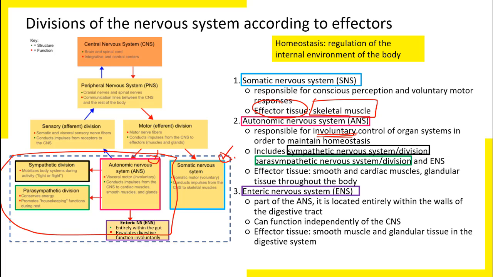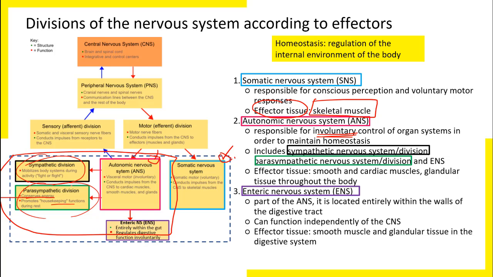The autonomic nervous system is divided into 3 different parts. The first 2 parts are the sympathetic and the parasympathetic divisions. The parasympathetic division, as it says over here, conserves energy. It is most active when we're not doing much, when we're sitting, when we're reading, when we're watching Netflix, when we're thumbing through our social media. It promotes housekeeping functions when we're sleeping.